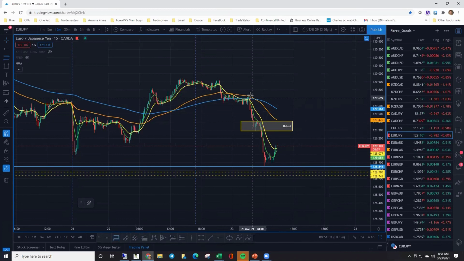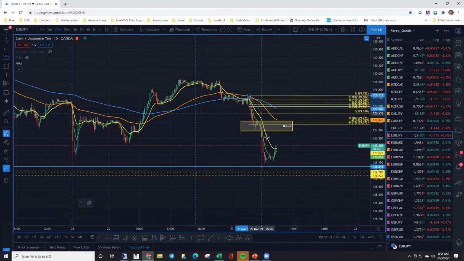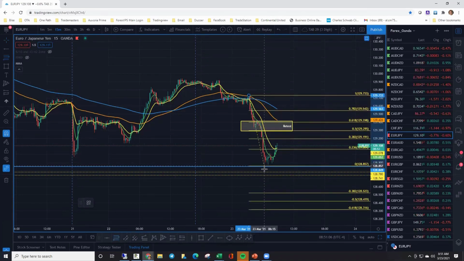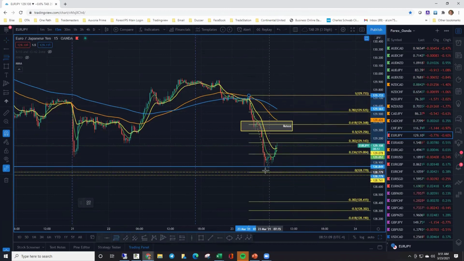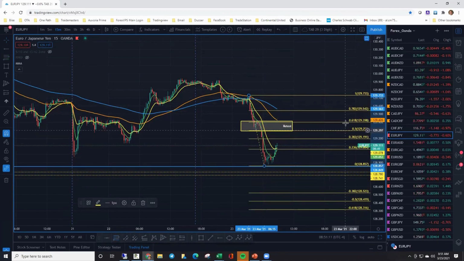Put my fib lines from here down to here. And you can see this is right at the 50 to 62% retracement in this zone. See if it comes up. If it grabs it, I would not hesitate to take it short here with my stop on the other side of that zone, or at least on the other side of this moving average.